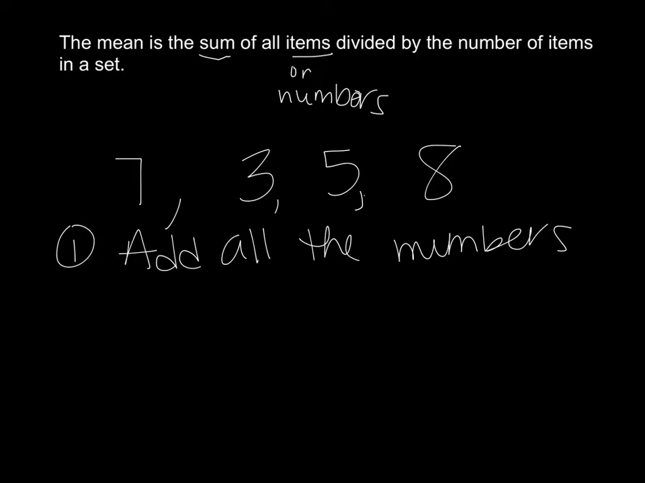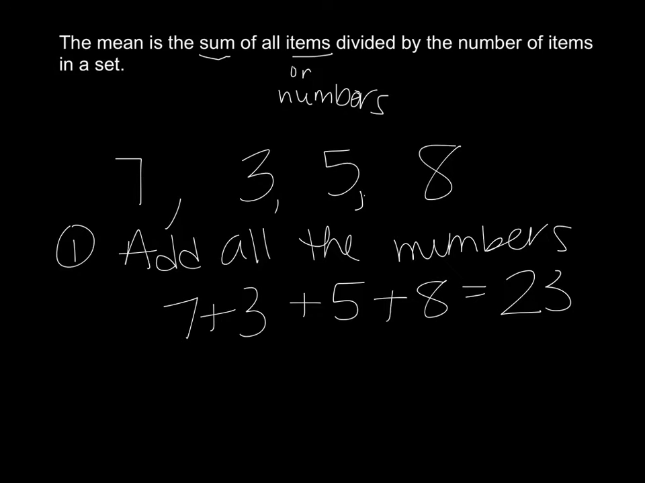So 7 plus 3 is 10. 10 plus 8, I'm using the commutative property of addition. 10 plus 8 would be 18. 18 plus 5 would be 23. So my answer would be 23 here.